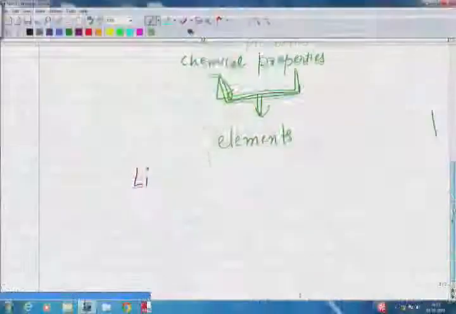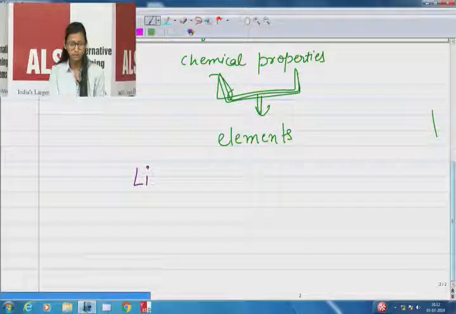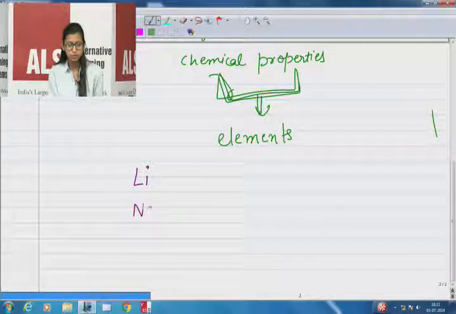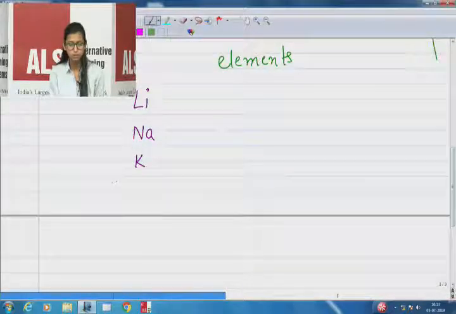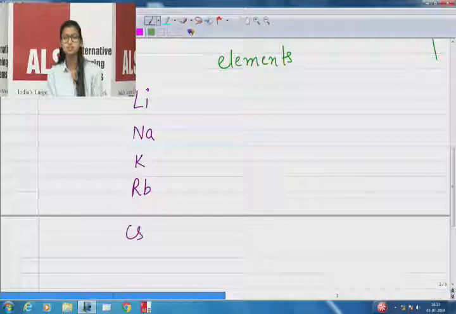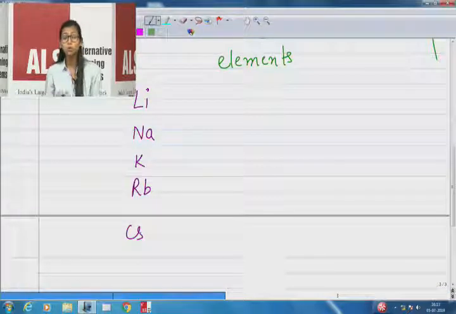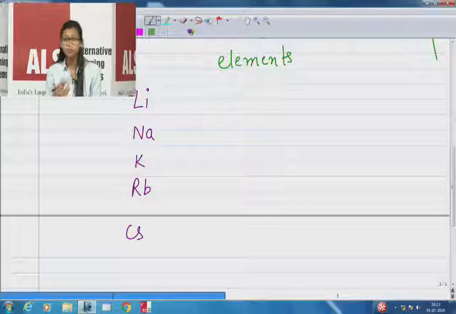No idea? Okay, let me tell you. Later on we will study it, okay? I am just writing a few things here. I'm not going to write the complete periodic table, just one group here. Lithium, sodium, potassium, rubidium, and below it cesium. Okay, I am telling you what is the use of the periodic table. Why are we specifically studying the table in a particular pattern?